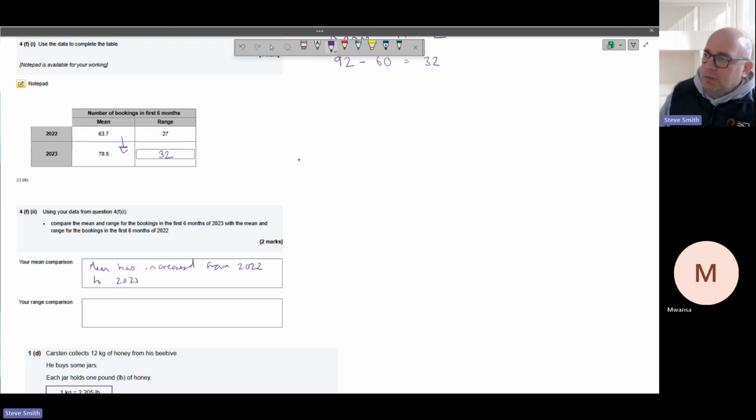And then the range. We were talking about ranges yesterday, and we remember that you might get a word that crops up that doesn't say range. It says the word consistency. So the smaller the range, the more consistent the numbers are. So we can see here that the range is smaller in 2022. Range is smaller in 2022, therefore more consistent.